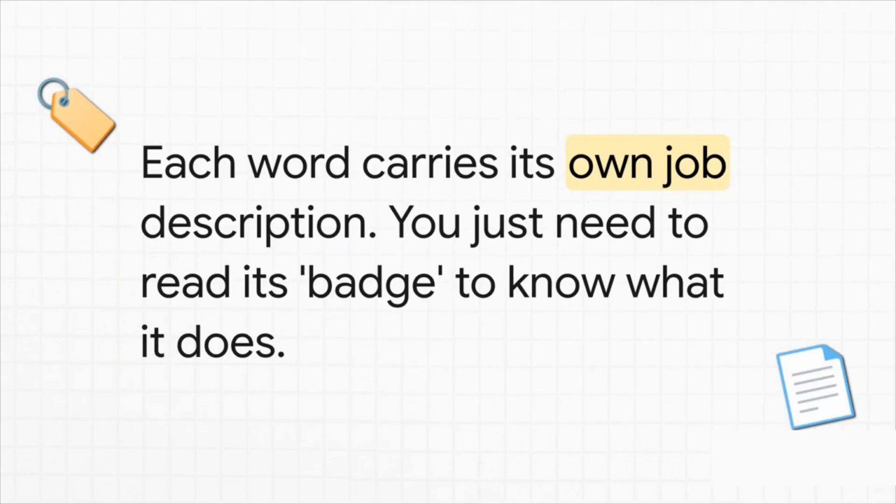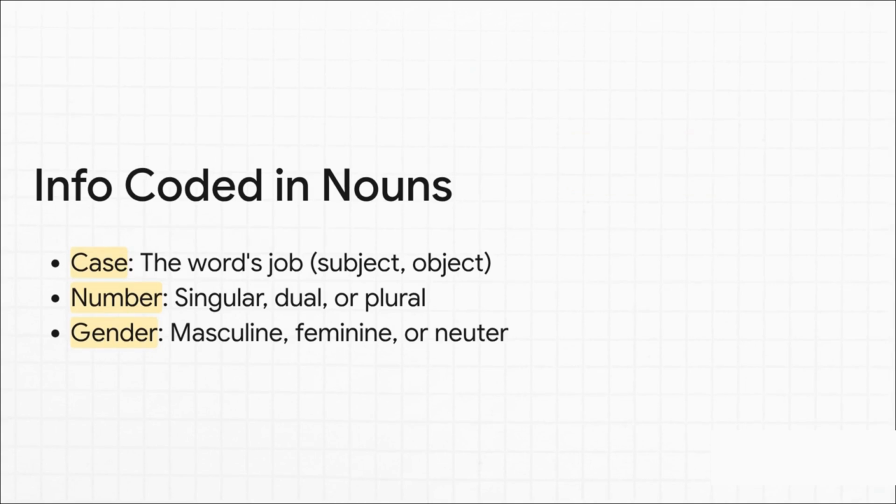A great way to think about it is like this. Every single word in a Sanskrit sentence shows up wearing its own name badge. And on that badge is a crystal clear job description. You don't need to know where it's standing. You just glance at its badge and you know exactly what its role is. No guesswork needed.